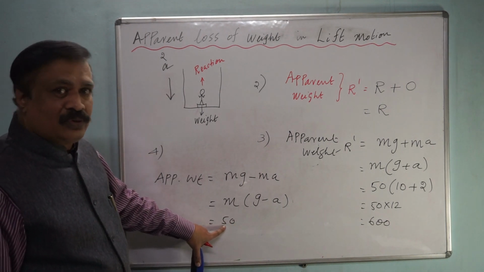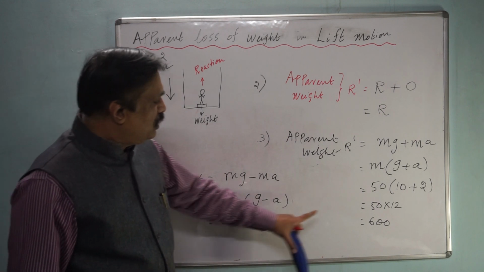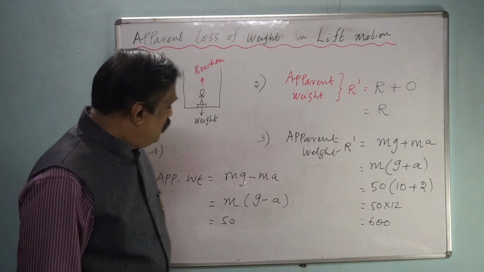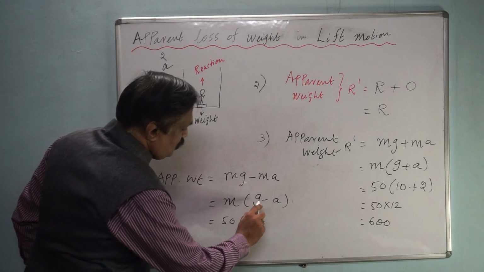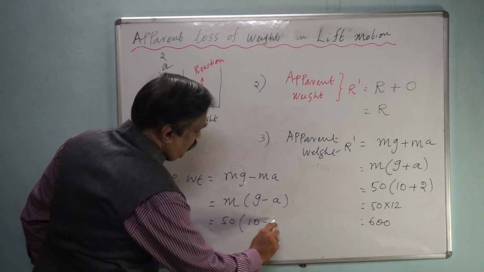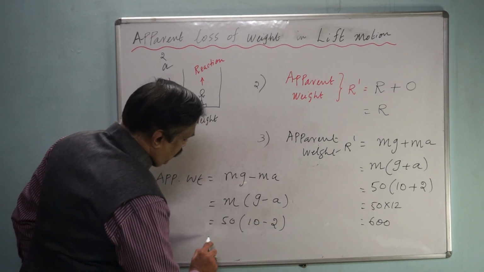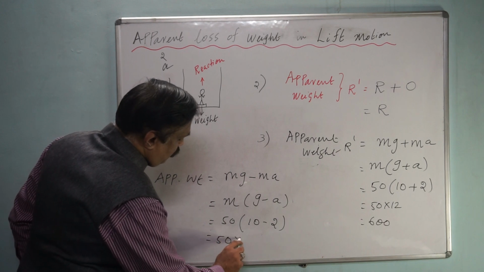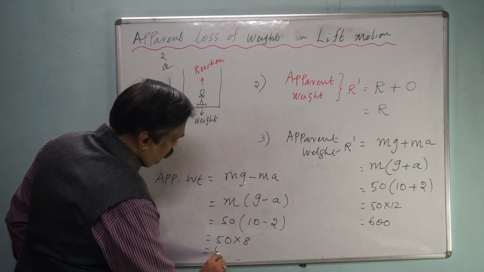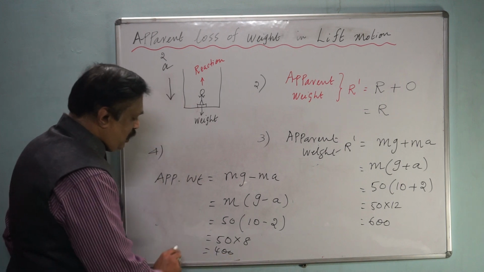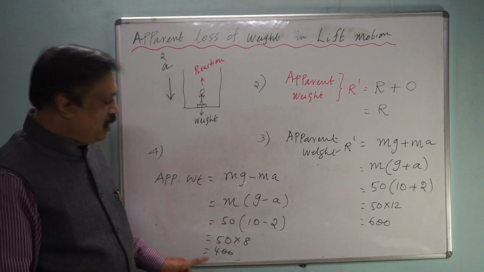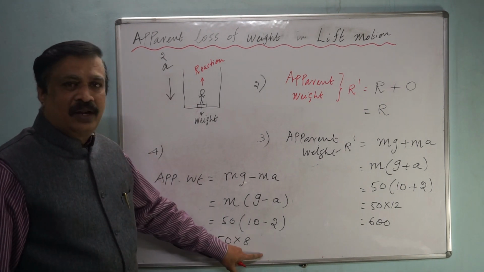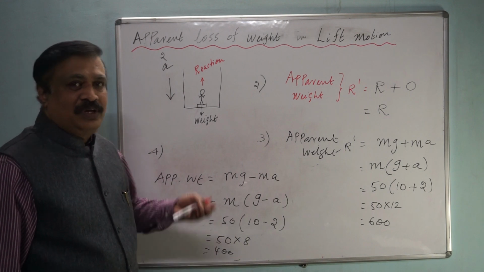For example, I am writing this only here. In the exam you need not write this. Up to this you can stop. Now here it is 10 minus 2, which is equal to 8. Therefore 50 into 8, which is equal to 400. Apparent weight is 400. That means there is a loss. Weight seems to be less.